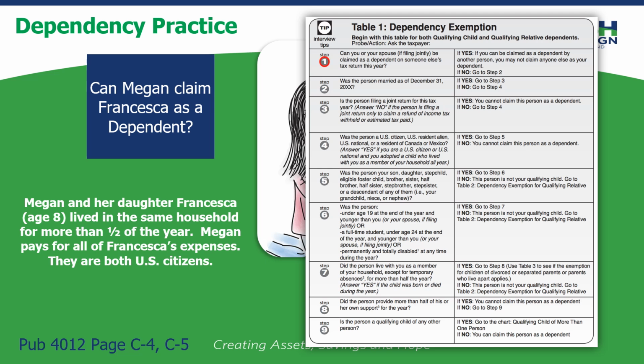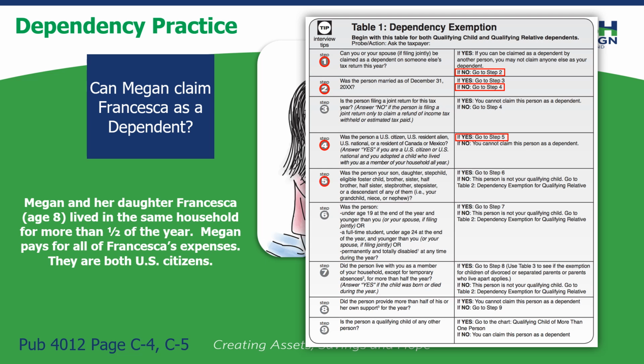Can you be claimed as a dependent on someone else's tax return? Megan supports her own household financially, so she's not going to be claimed as a dependent by anyone else. So the answer is no. We move on to step 2. Was the person married as of December 31st of the tax year? Francesca is not married. She's 8 years old, so we move on to step 4. Was the person a U.S. citizen? The answer is yes. So we move on to step 5.